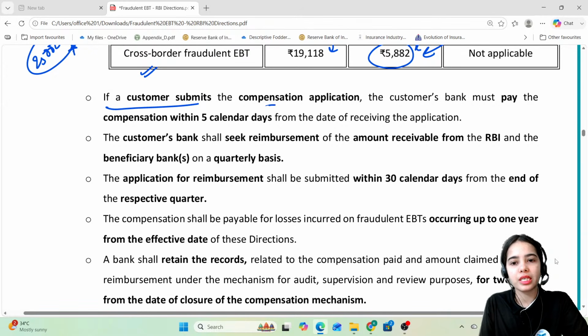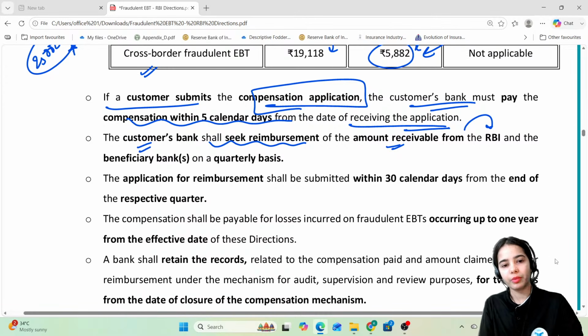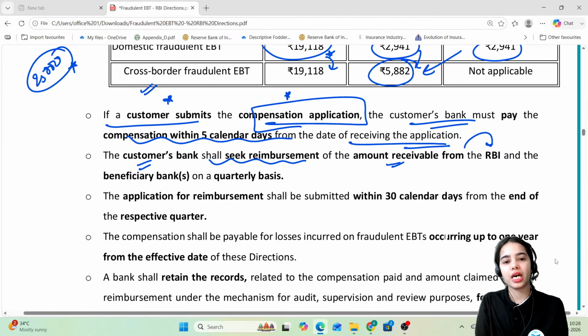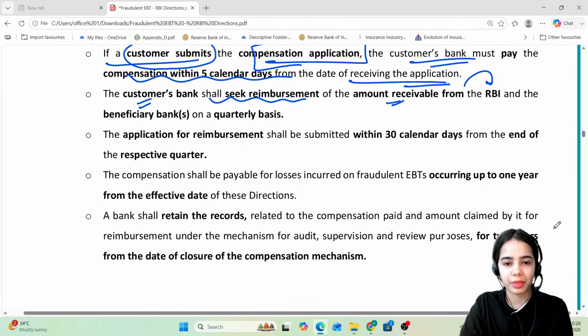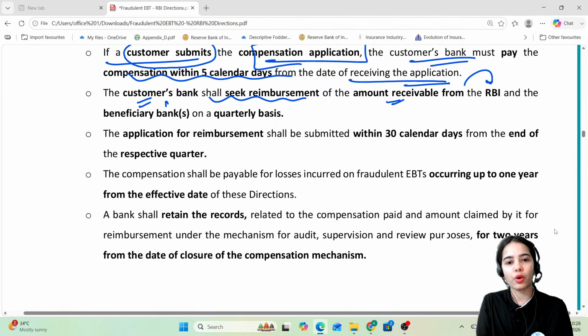Now, if a customer submits the compensation application, the customer bank must pay the compensation within 5 calendar days from the date of receiving the application. The customer bank shall seek reimbursement of the amount receivable from the RBI and the beneficiary bank on a quarterly basis.